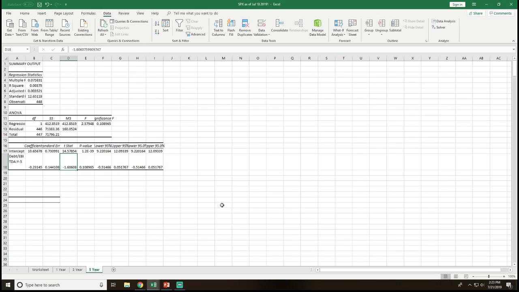Moving on to the 5th year, which is typically the longest time frame you want to look at, our R-squared becomes 0.00575, and our coefficient is negative 0.23145. Our t-stat does go up to negative 1.606. However, that's still less than the 1.65 that we're looking for, so we again have to say that there's not enough evidence to say the relationship exists.